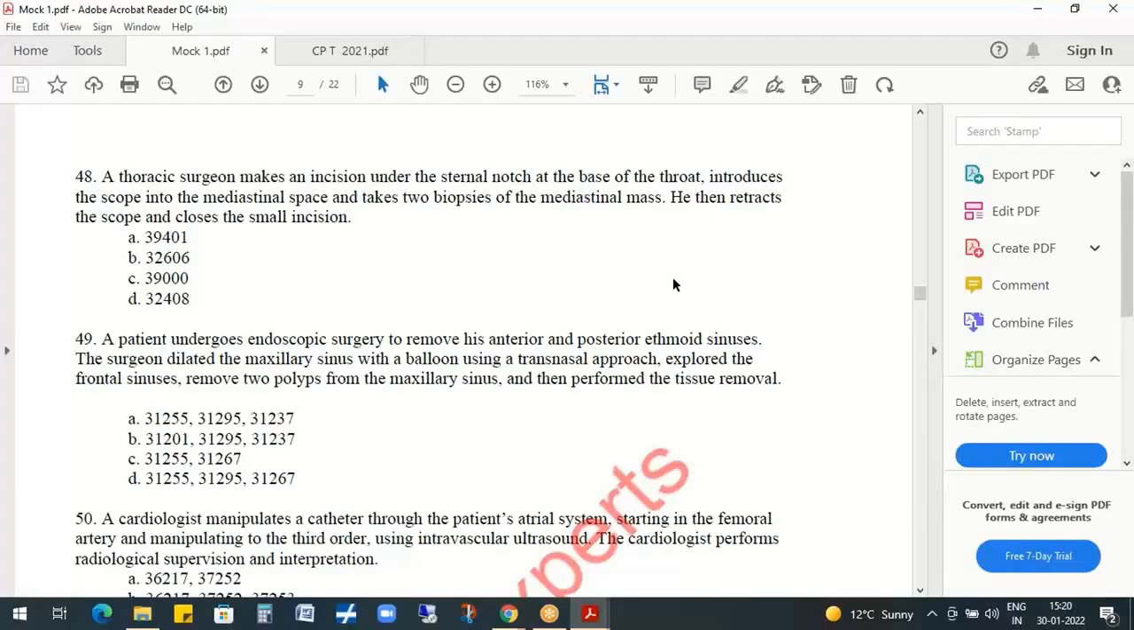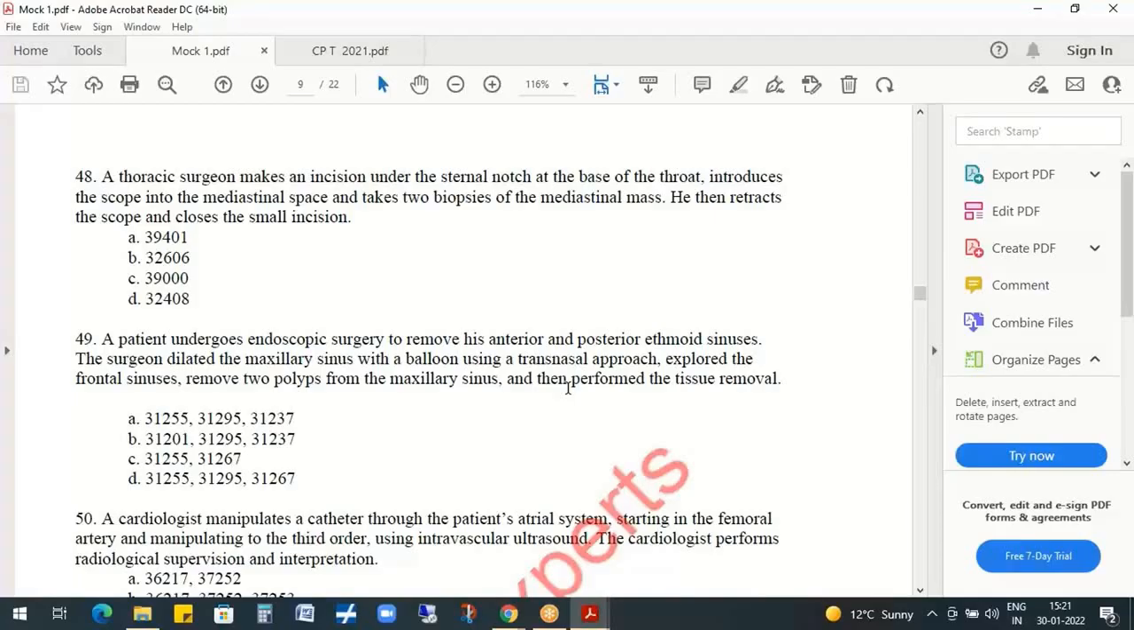Where is thoracoscopy here? It is thoracoscopy only, na? They have introduced the scope into the mediastinal space, they have mentioned. If you read the code description, 39401 is mediastinoscopy. And then what is the purpose of removing those biopsies? Because of the mediastinal mass. Read the code description, you will understand. 39401.